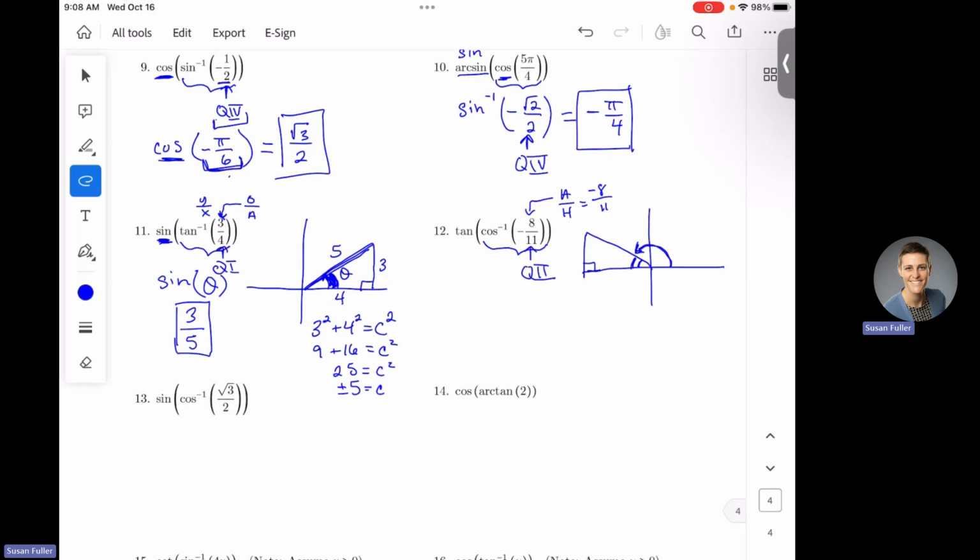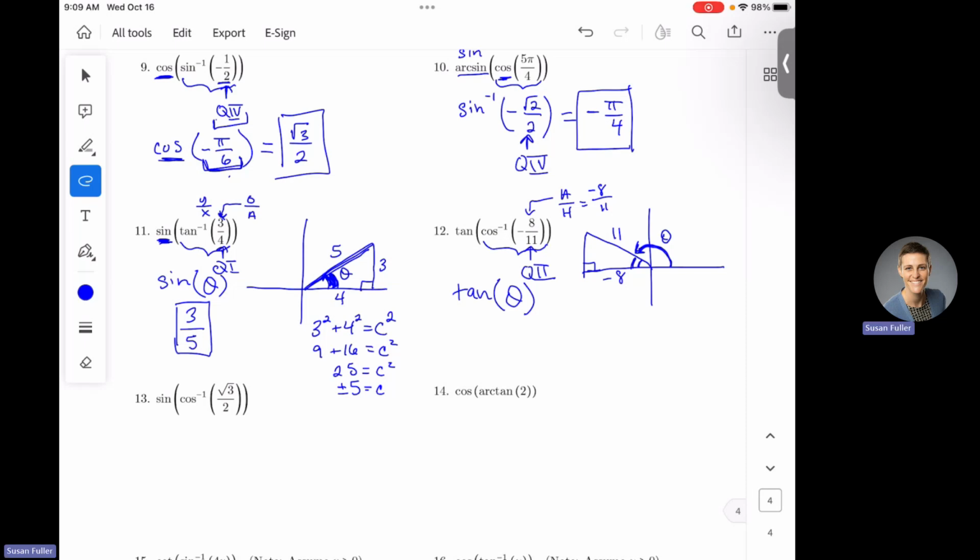So now I can fill these in. I know that my adjacent side is negative 8. My hypotenuse is 11. And so basically what we're going to do here is that inverse cosine is going to give us this angle, I'll call it theta, that rotates into quadrant 2, that has this reference triangle there. So theta, this angle, is what inverse cosine is going to return to me. But again, I don't need to find theta. To finish this problem, I need to find the tangent of theta.